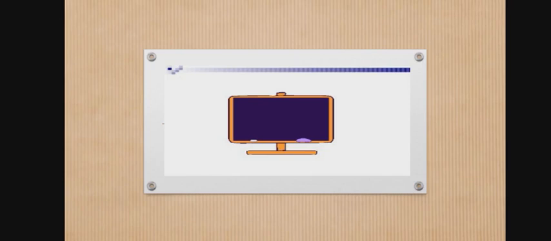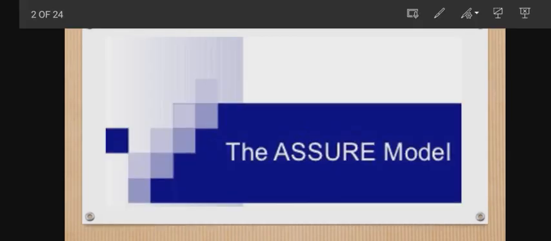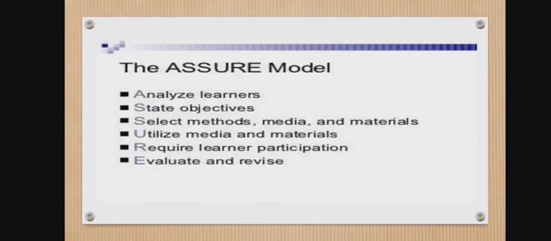I am here to report about the ASSURE model. The ASSURE model stands for A, analyze learners; S, state objectives; S, select methods, media, and materials; U, utilize media and materials; R, require learner participation; E, evaluate and revise.